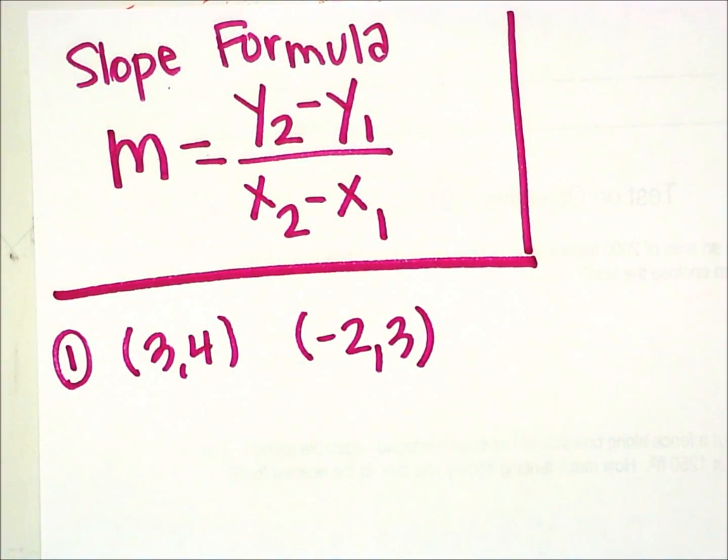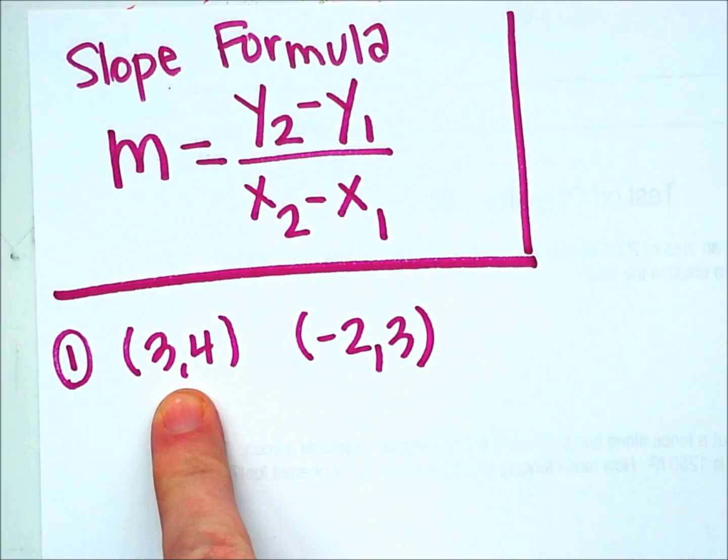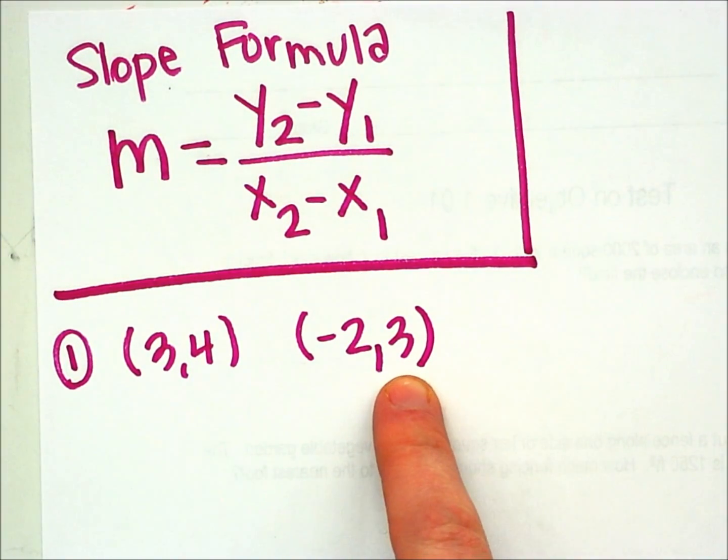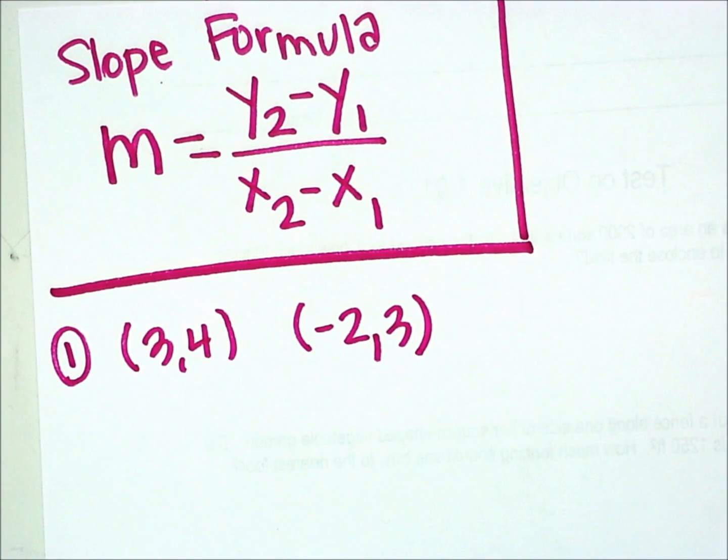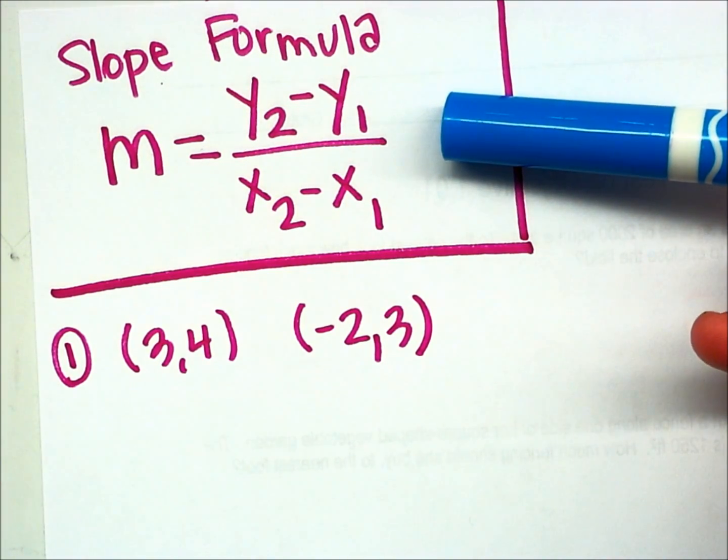So suppose that I want to find the slope of a line that goes through the points 3, 4, and negative 2, 3. Now, one way to do that is to actually draw a coordinate grid, put 3, 4 on the grid, put negative 2, 3 on the grid, draw a line through them, make your slope triangle, and count it that way as we've done before. That's one way to do it. You can do it that way if you prefer. But we're actually going to practice using this slope formula to do that.